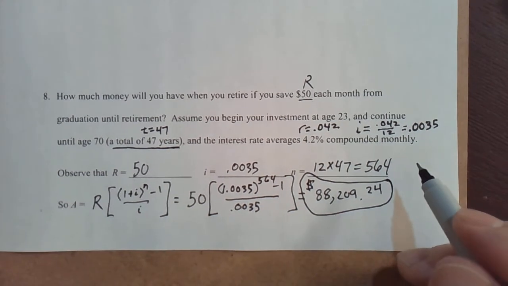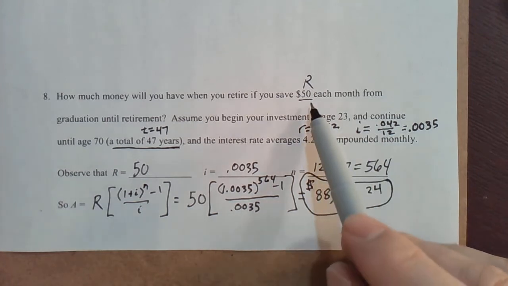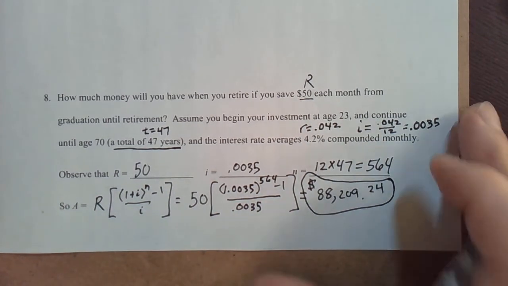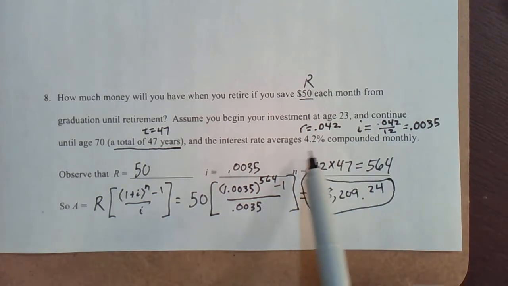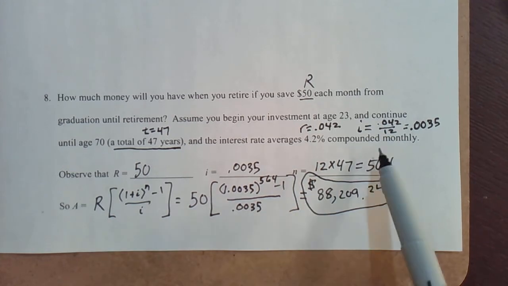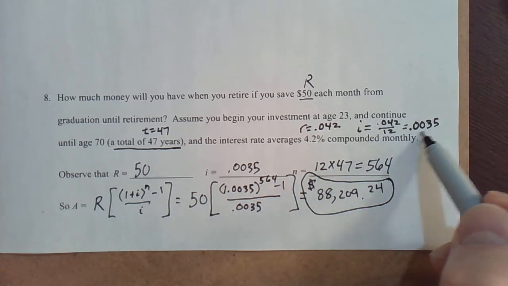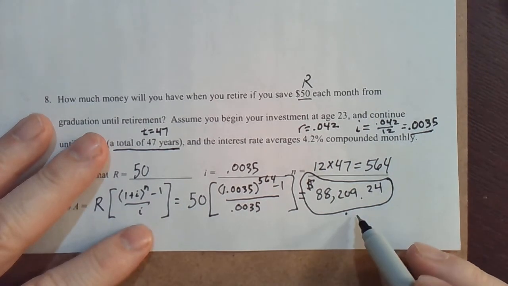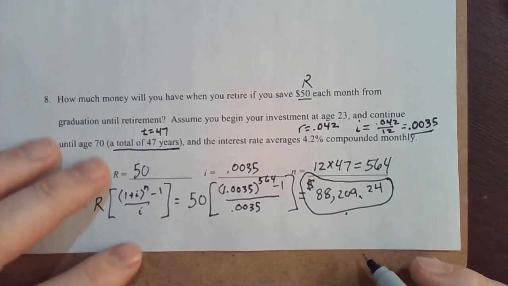So that's not bad. For only $50 per month. Yes, you're doing it for 47 years, but using the interest rate given, 4.2% annual interest compounded monthly, at this rate you would have $88,209.24 for retirement.